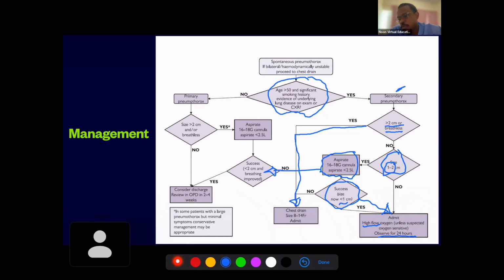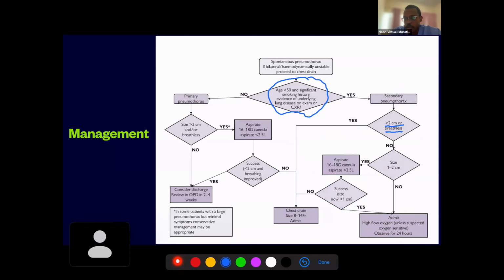From the beginning, you check the size. It's no more than 2 centimeters, and the patient is not symptomatic. This is secondary. Then you check the size. The size is less than 1 centimeter. Also, admission. So what you observe now, for any patient with secondary pneumothorax, whether you have successful aspiration or not, regardless of the size, the patient is admitted. Always admission.